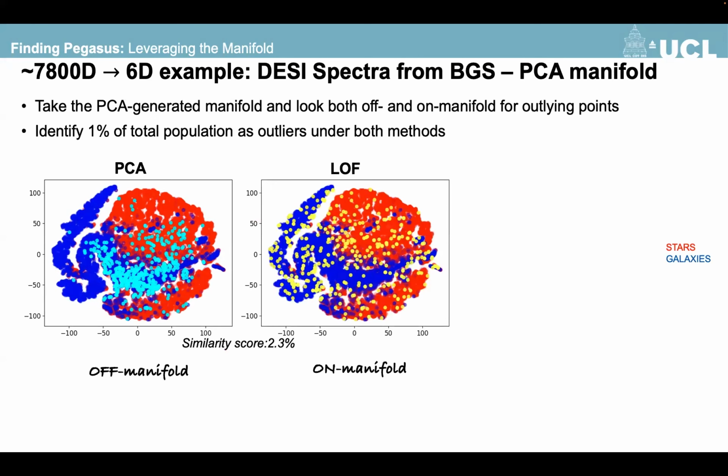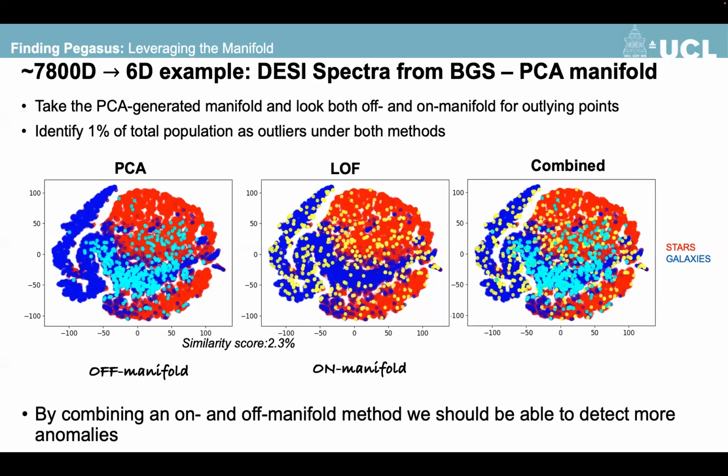So the obvious thing to say is that on the whole, they're different points. The similarity score between those 2 sets of anomalies is only about 2%. So they're very different points that we're getting. And then when we look at them in combination, we can see that obviously we get the superset of those points. So by combining on and off manifold methods, we ought to be able to detect more anomalies.